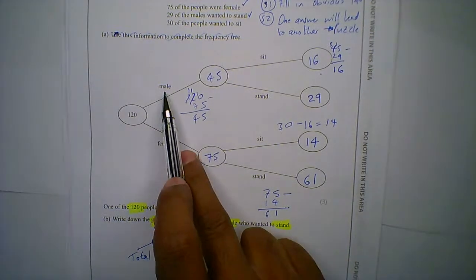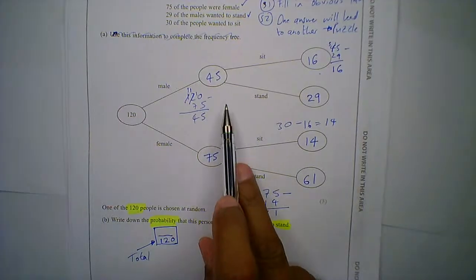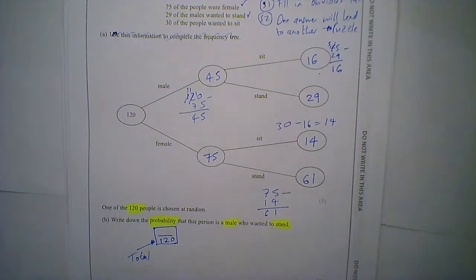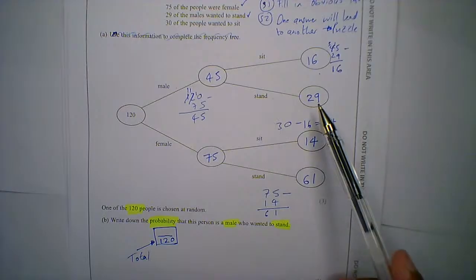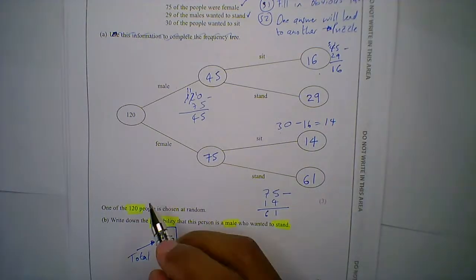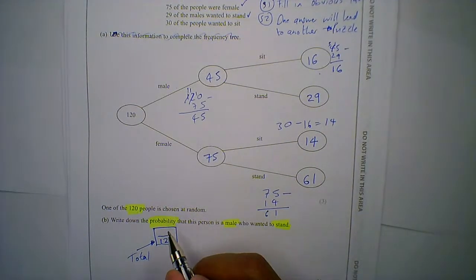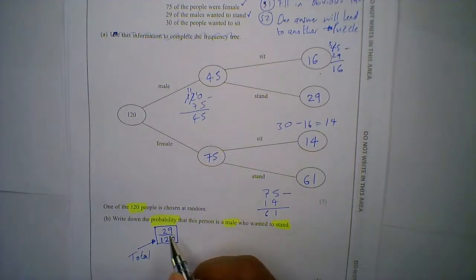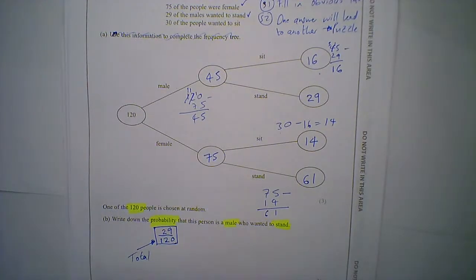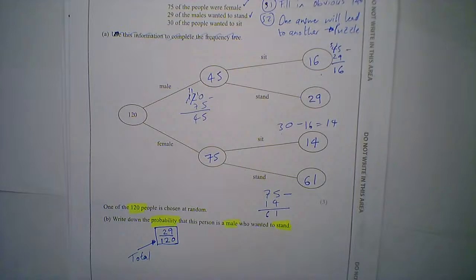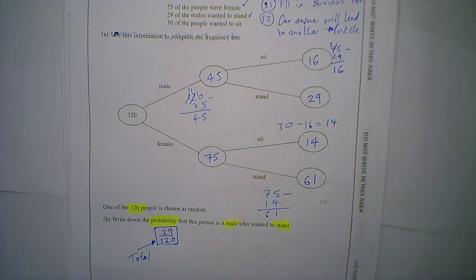So I'm looking for male who will stand, and I'm looking for stand, so it's here. So I've got male and standing is 29. So I've got 29 at the top. Okay, so that's worth my last mark. So that is question number 2. I hope you got that right. Let's go on to the next question.